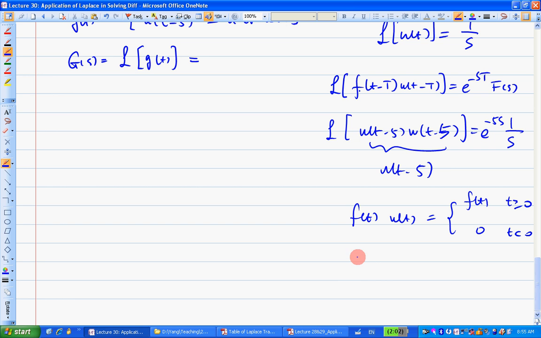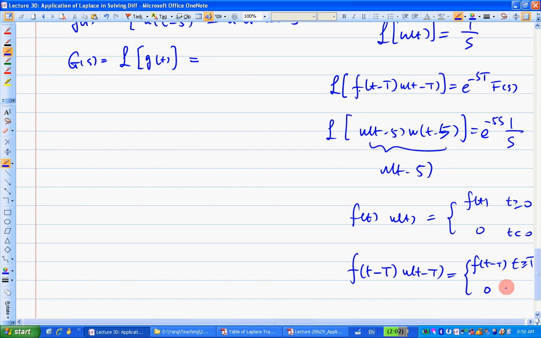So when I say f of t minus capital T, u of t minus capital T, this is the same as saying f of t equals f of t minus capital T when t is greater than capital T, and 0 when t is less than capital T.